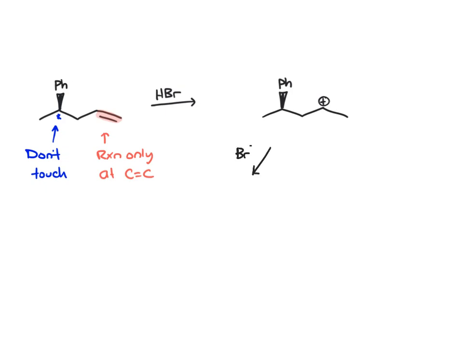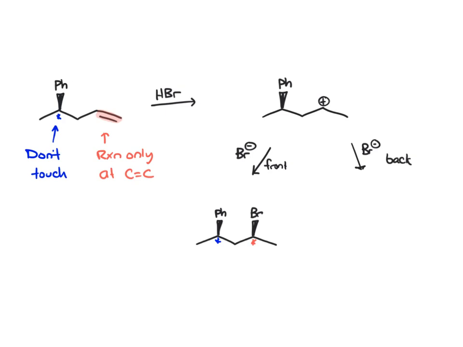But like we did in the previous example, it can attack from the front, or it can attack from the backside. And that'll result in two products. So let's draw both. Again, don't touch your original chiral center, so I'm going to leave this group as a wedge and not mess with it. If the Br comes in from the front, it will be on a wedge. And that's a new chiral center that we've formed.